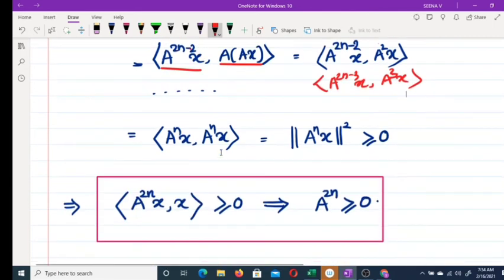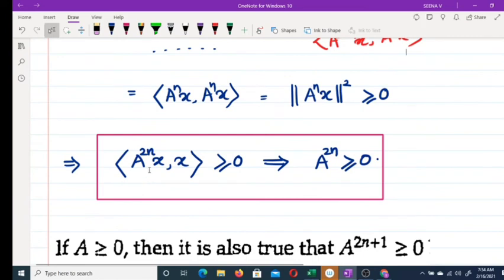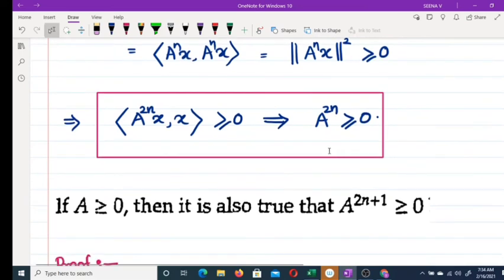That means in a product A raised to n x, A raised to n x, and this is the norm of A raised to n x whole squared, and clearly that is greater than or equal to 0. Thus we get inner product A raised to 2n x, x greater than or equal to 0, which implies A raised to 2n greater than or equal to 0.